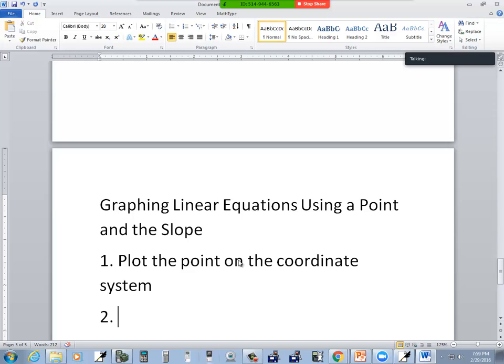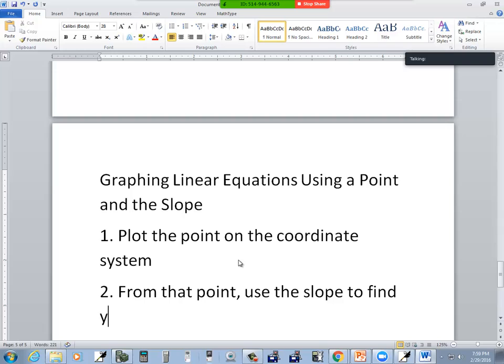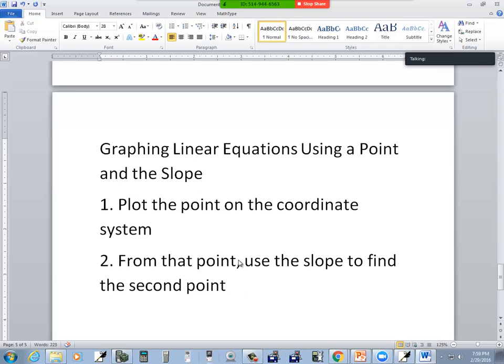Then, from that point, use the slope to find the second point. And I'm going to specifically show that when we're doing the example. And then step 3, draw a line through the points.